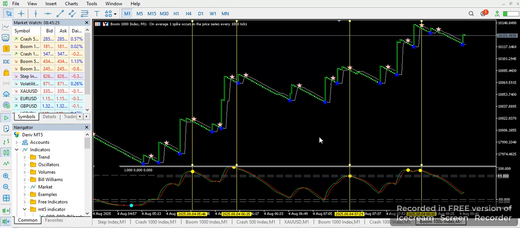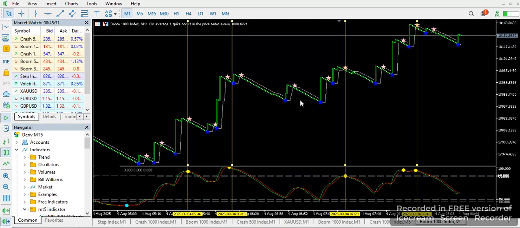So as you can see now, this is boom and crash, and this is Boom 1000 on the 1 minute time frame, and the indicator is not a repaint indicator. It does not repaint. Once it shows its signal, that signal is going to be permanent, and that is why this indicator is one of the best indicators you can see.